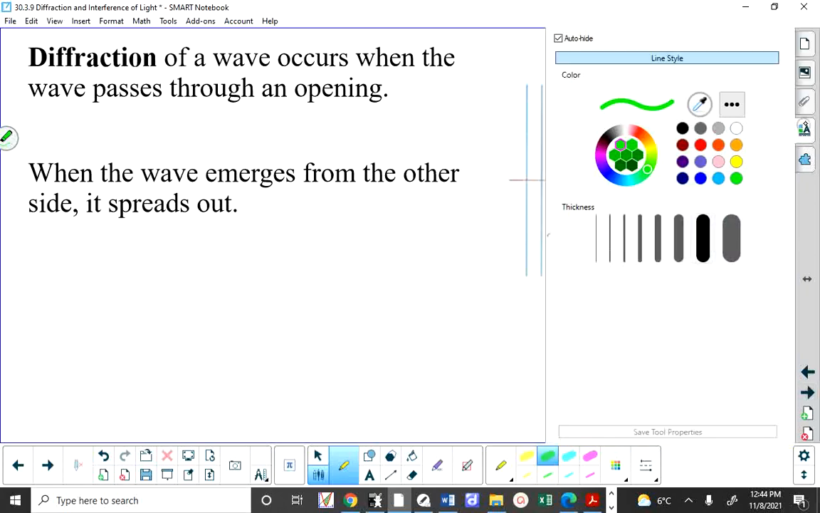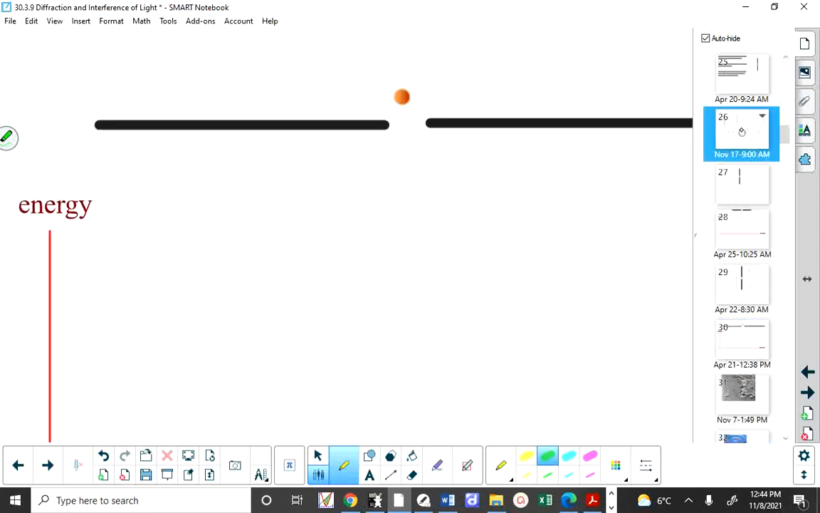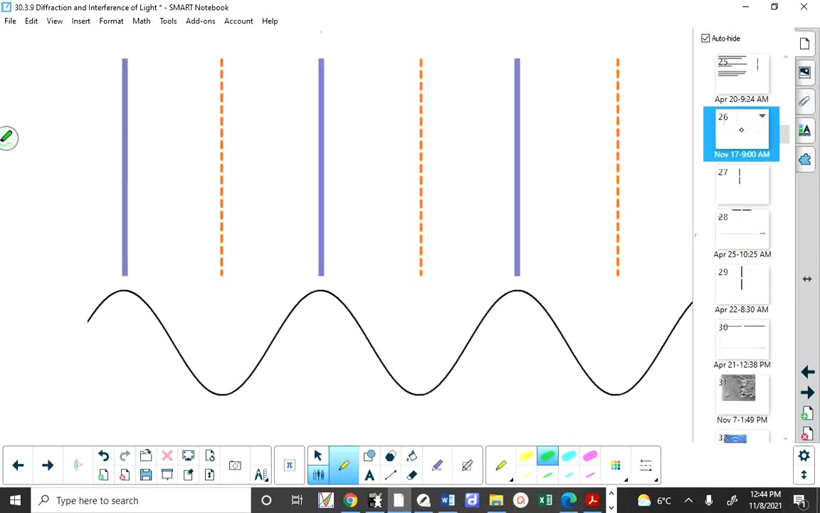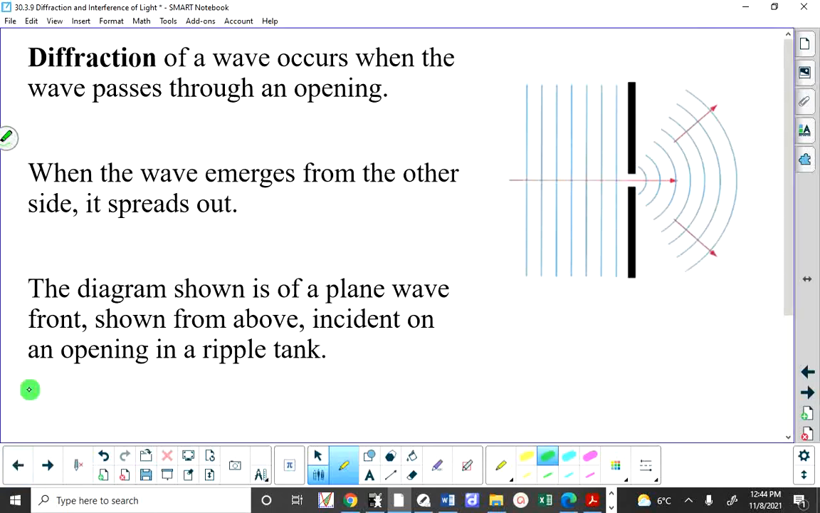In other words, I'll show you this diagram. The lines in my diagram and in the diagram on your handout that are straight and then circular on the other side represent the crest of a water wave. So in between the two crests, there are troughs as well, and that will be important for later. So the diagram shows a plane wave front. That's another way of saying ripples, incident on an opening in a ripple tank.